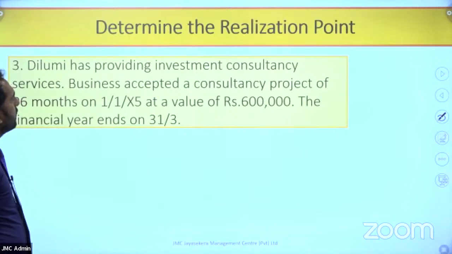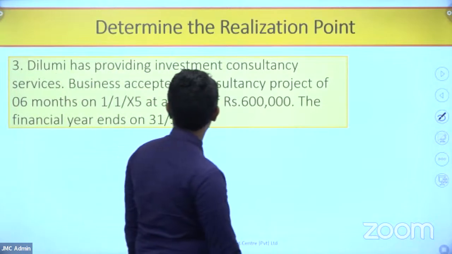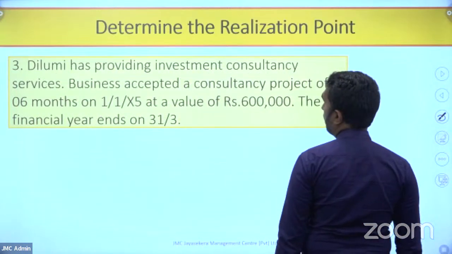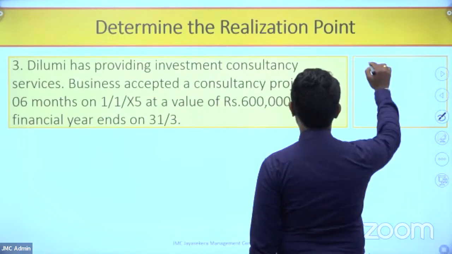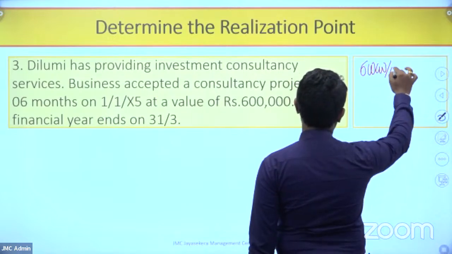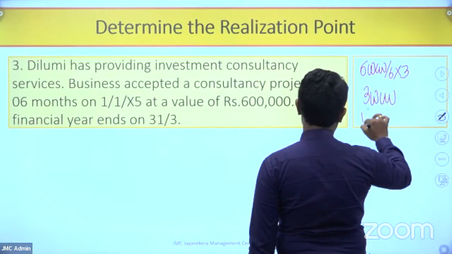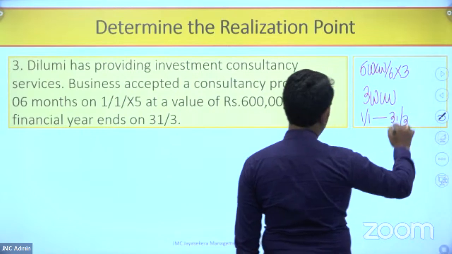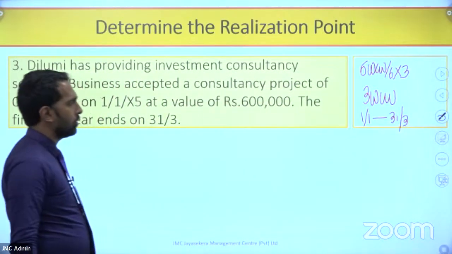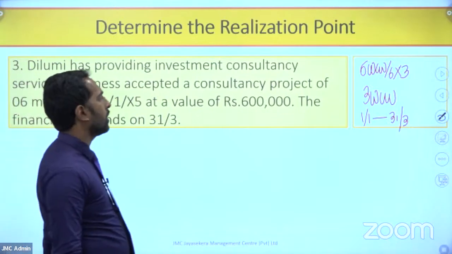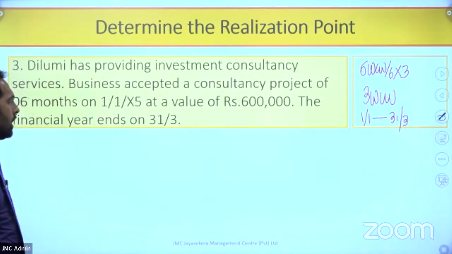Dilumi is providing investment consultancy services. The business accepted a consultancy project of 6 months on 1st Jan 2025 at a value of 600,000. The financial year ends on 31st of March. It's a 6 month project, and 3 months are completed. Total 600,000 divided by 6 months, into 3 months. So you can recognize 300,000 for the period of 1st of Jan to 31st of March. You can recognize the balance in the next one.